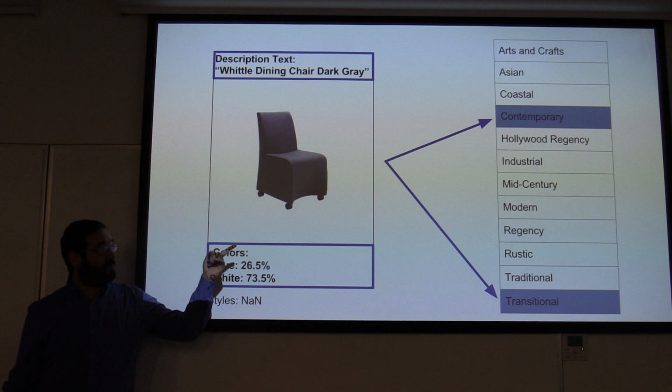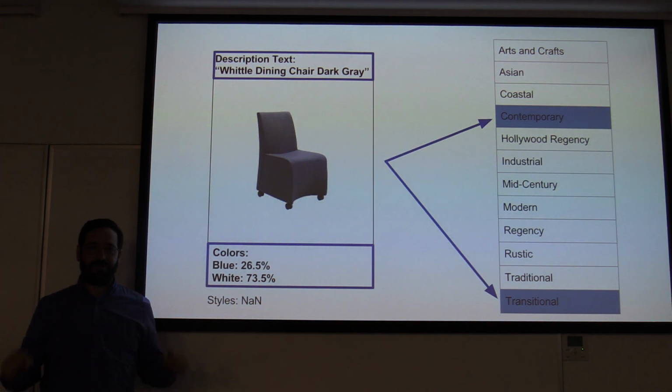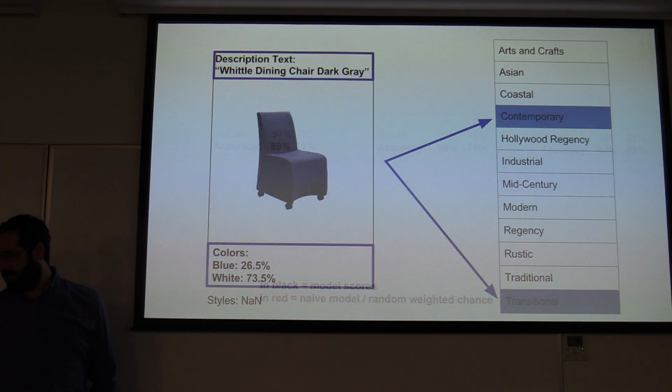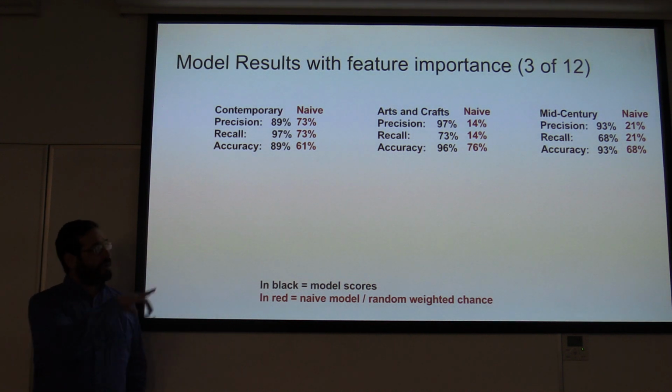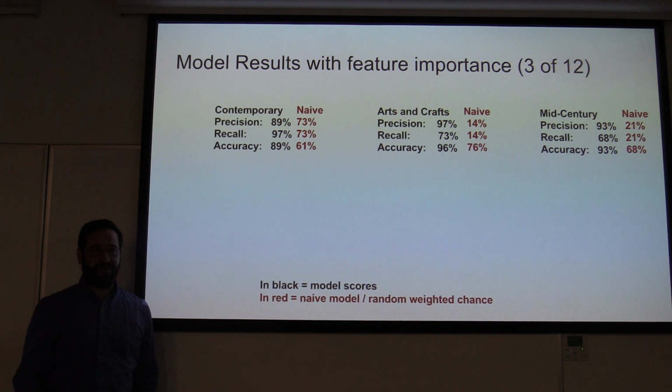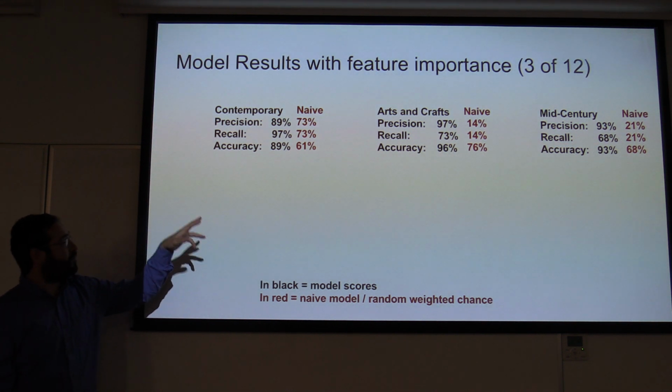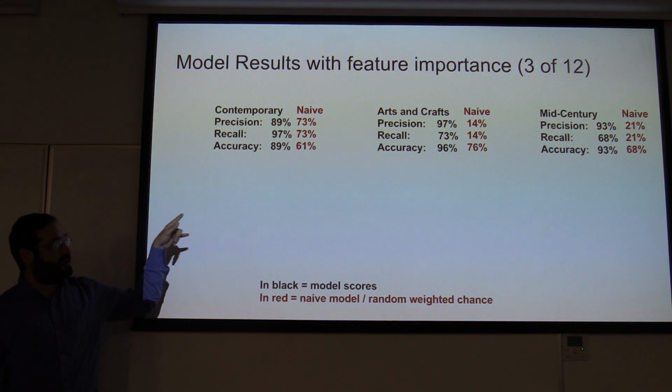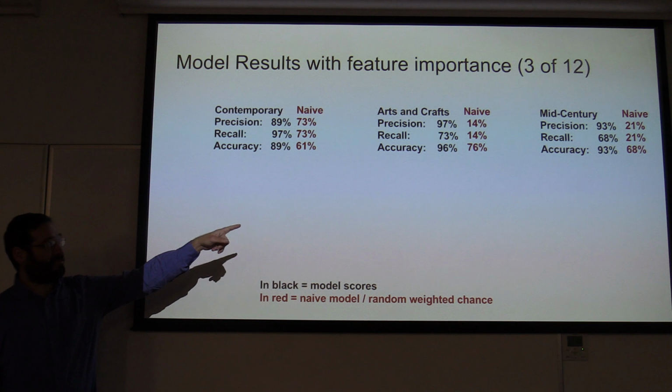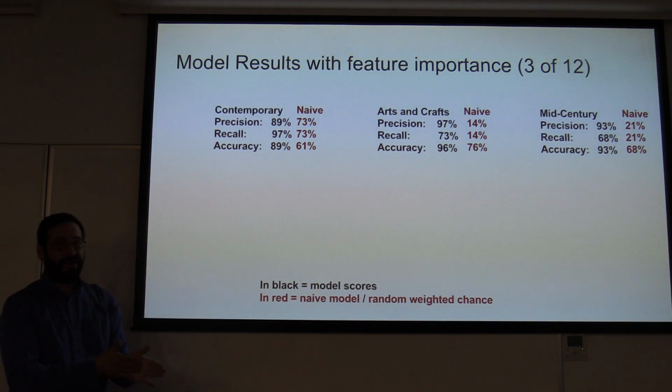Of this, it picked contemporary transitional. Turns out that's right. I picked out three groupings of how my model did versus just a naive model, or a random choice, or a weighted coin flip. The red numbers are the weighted coin flip or the naive model, and you can see how much lower they are. I got it up from 14% to 97% in precision.